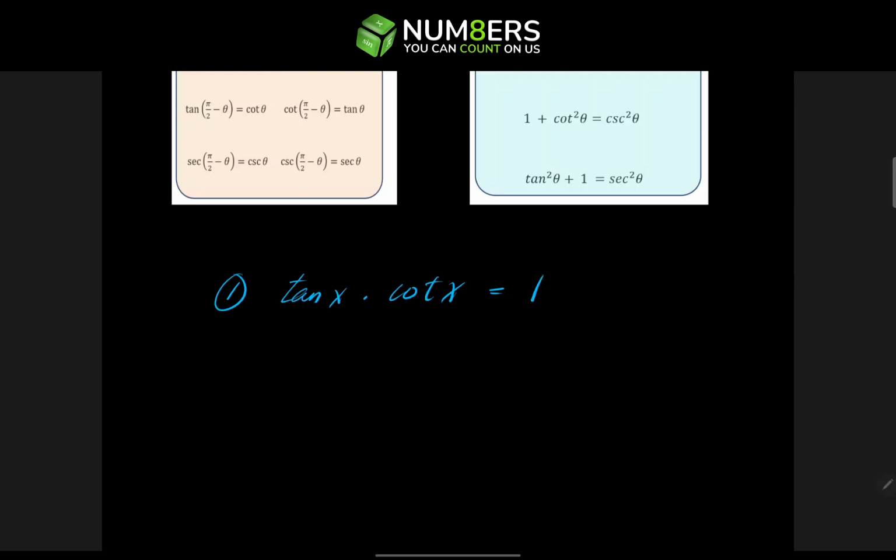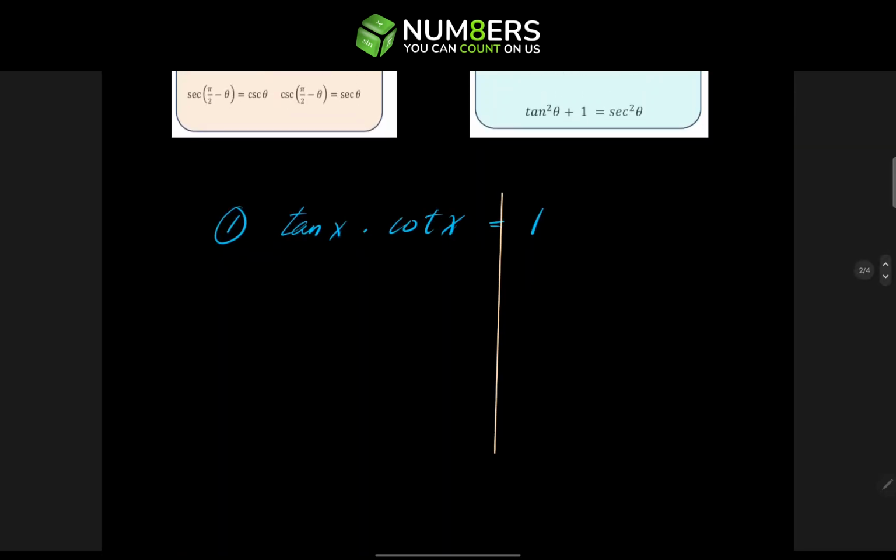is equal to 1. I'm going to draw a line right here at the equal sign. Now we have to work with the left side and make sure it ends up equaling the right side. The right side will always remain 1, but the left side we're going to work with and show that it equals 1. There are two ways of solving this question.